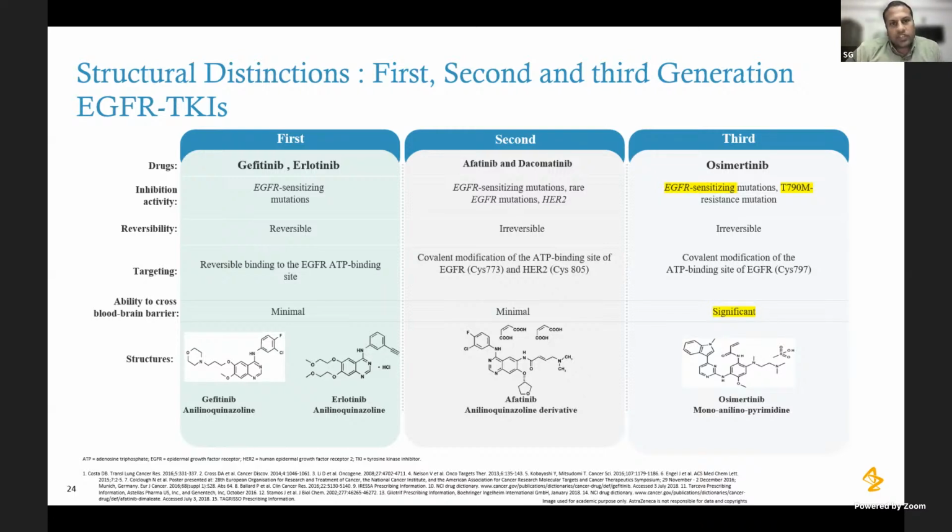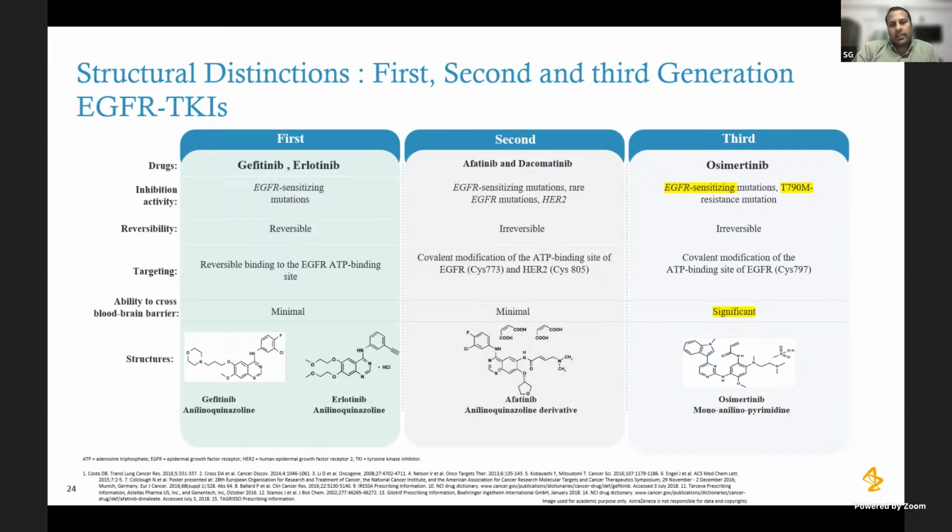We have mainly 3 generations of EGFR TKIs. One is first generation, which includes erlotinib and gefitinib. They are often reversible, while second generation afatinib and dacomitinib, as well as third generation osimertinib, are irreversible. All these have been found to be very effective in the treatment of metastatic lung cancer, but osimertinib was a game changer in the whole list.